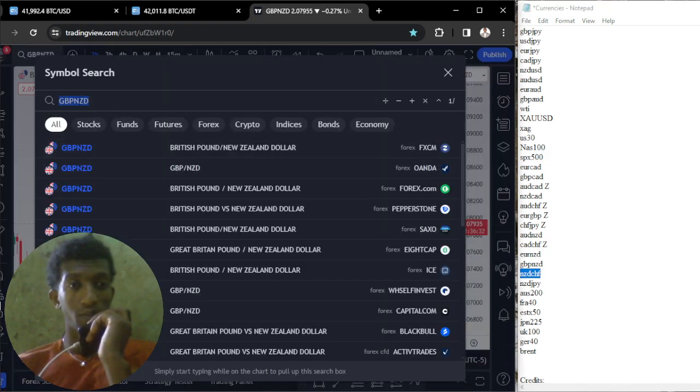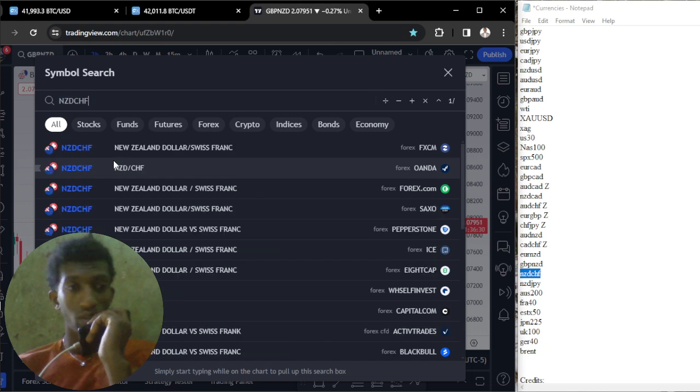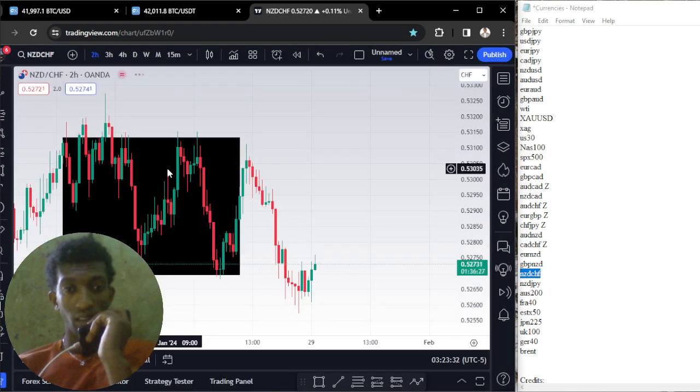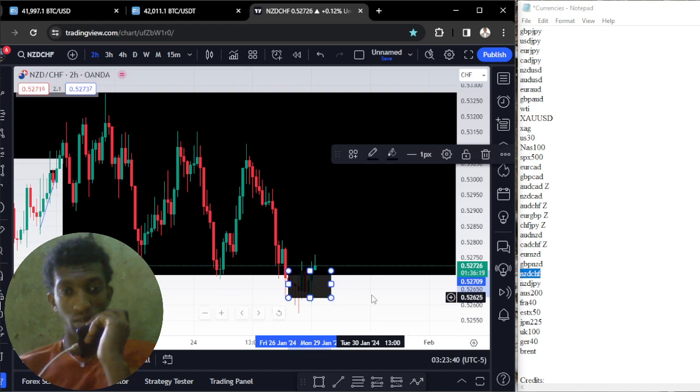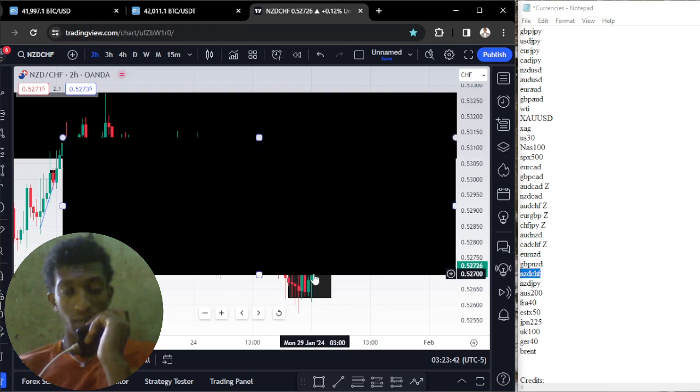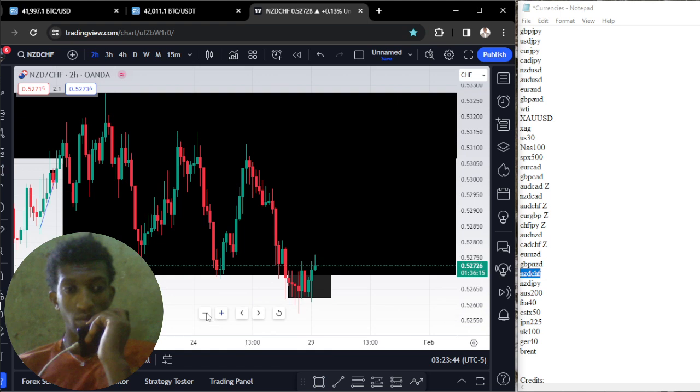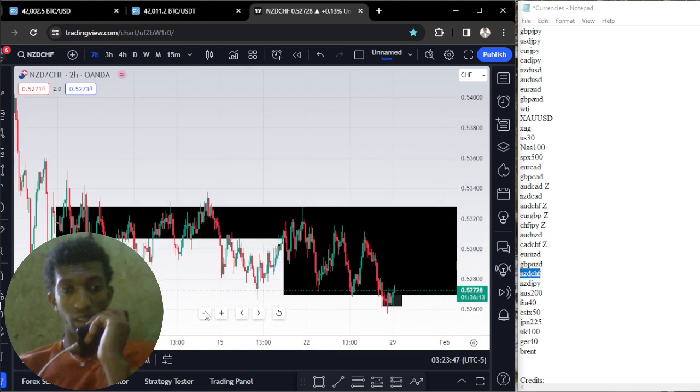pound Kiwi. Let us go to Kiwi Chef. Kiwi Chef is also moving up, so we had a great trade right there. This is how you do it. So now you could buy. So now what you're gonna do is you are buying. Why?